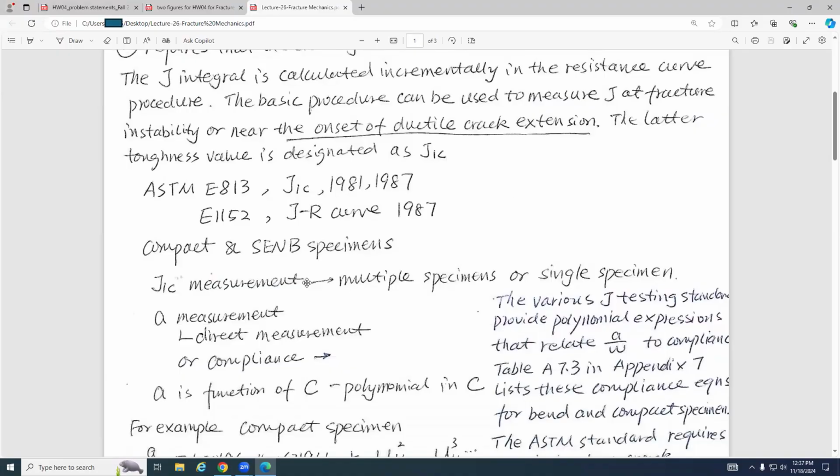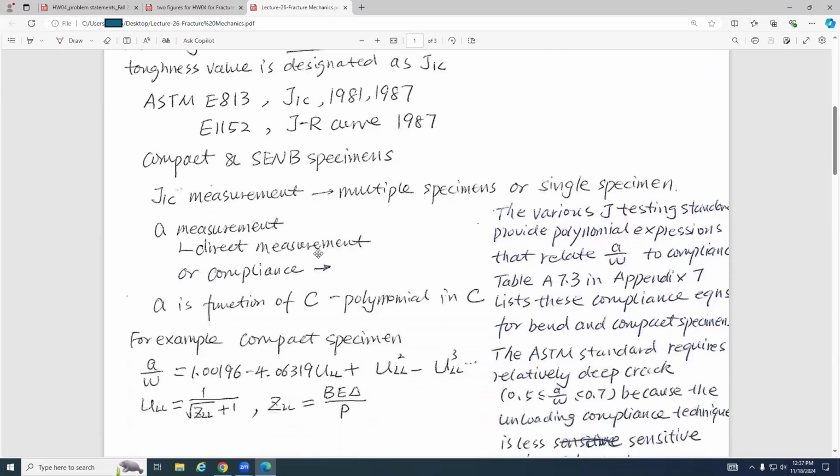Specimen. We have two specimens, and that's our commonly used one. One is called a compact specimen, and one is called a single edge notch bending specimen. For the JIC measurement, you can use multiple specimens or a single specimen. With multiple specimens, you need to spend a lot of money on it.